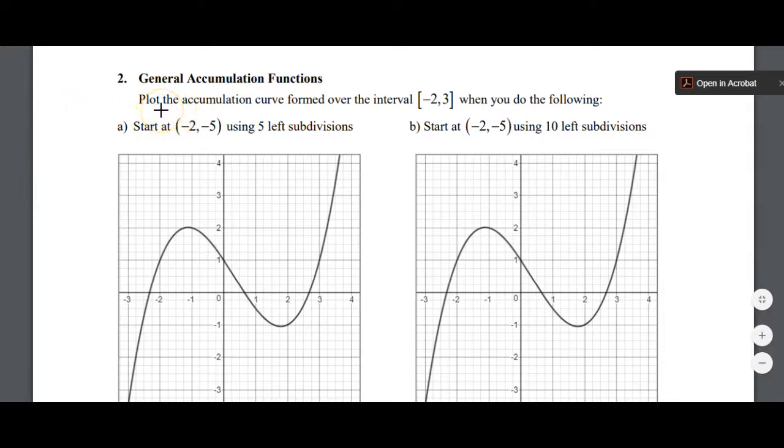We want to plot the accumulation curve formed on the closed interval -2 to 3 when you do the following. Start at (-2, 5) using 5 left subdivisions, or start at (-2, 5) using 10 left subdivisions. So we'll go ahead and do the 5 over here, and then we might start the 10. We probably won't do all of it. I'll let you guys finish that up, but we'll go through and do the 5. So we'll go ahead and start with that.